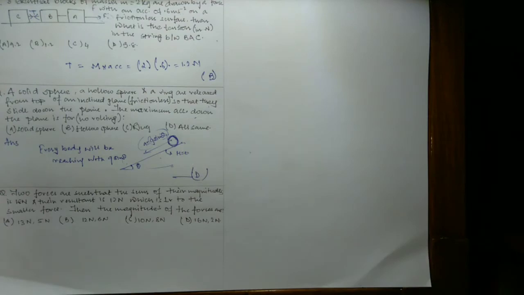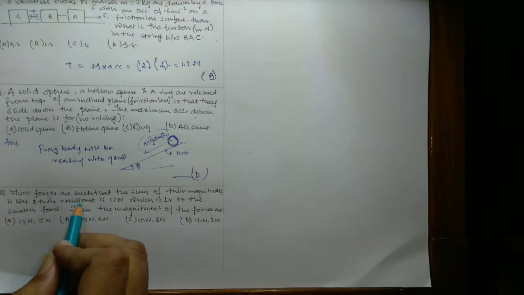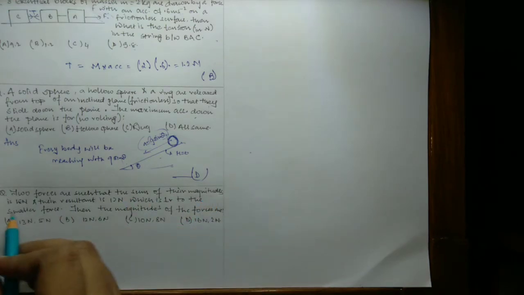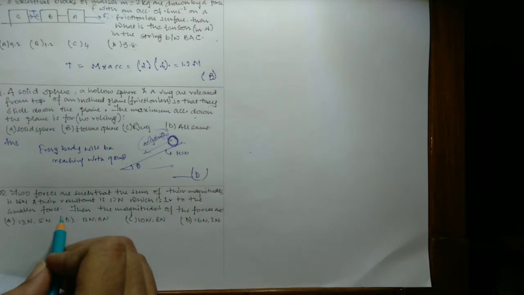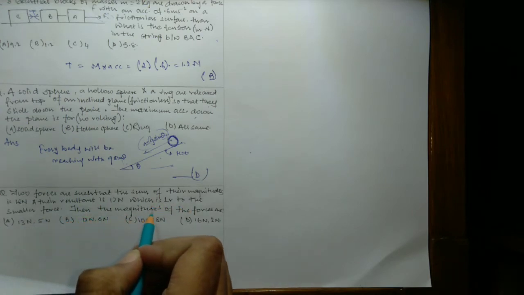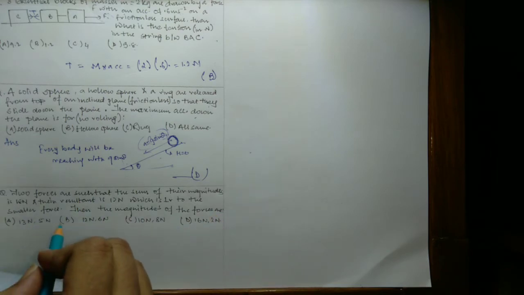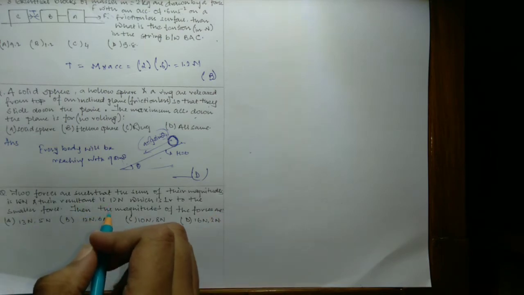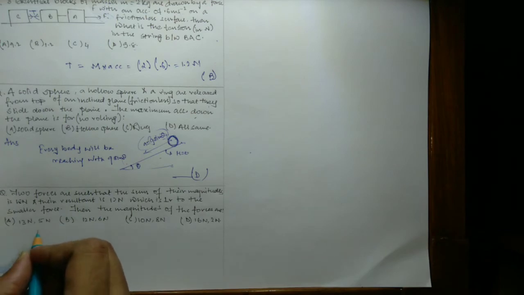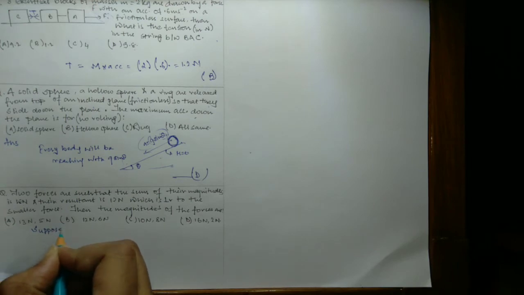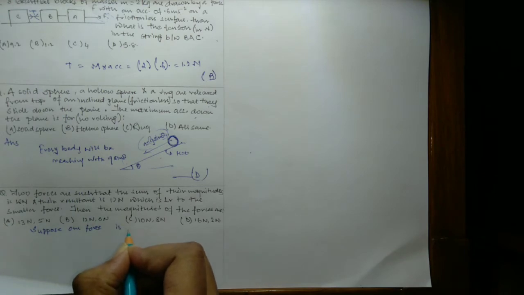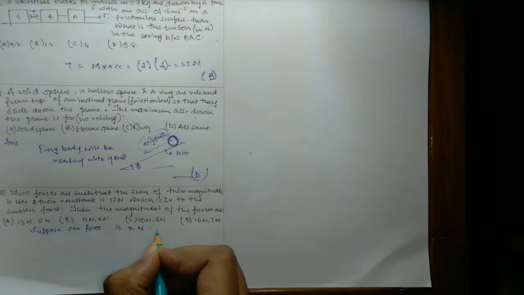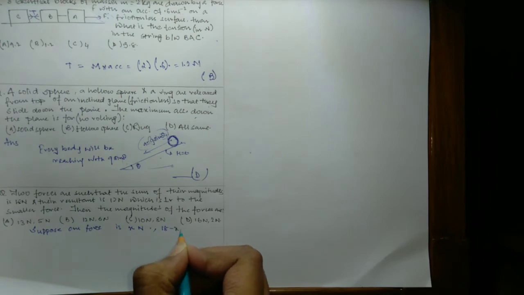So guys, let's start with the third question. The question reads: two forces are such that the sum of their magnitudes is 18 Newton and their resultant is 12 Newton, which is perpendicular to the smaller force. Then what are the magnitudes of the forces? With the hope that you all have tried, I'm going for the solution. Suppose one force is x Newton, then the other one will be 18 minus x Newton.